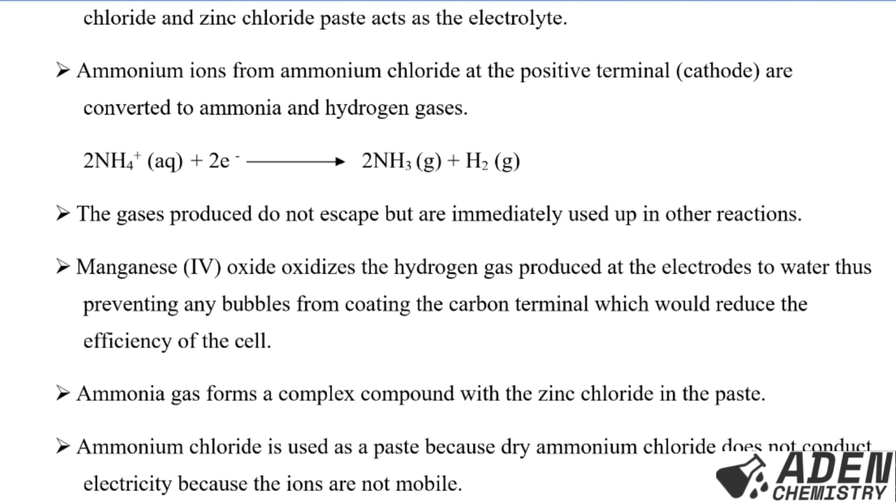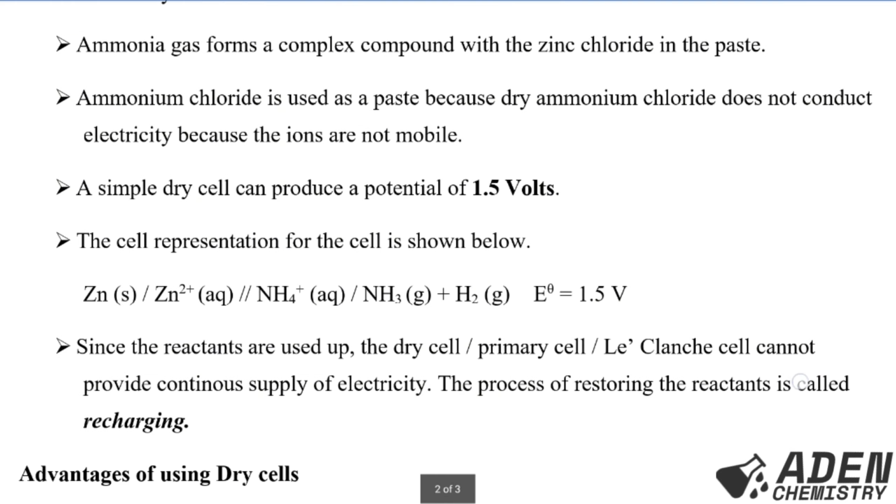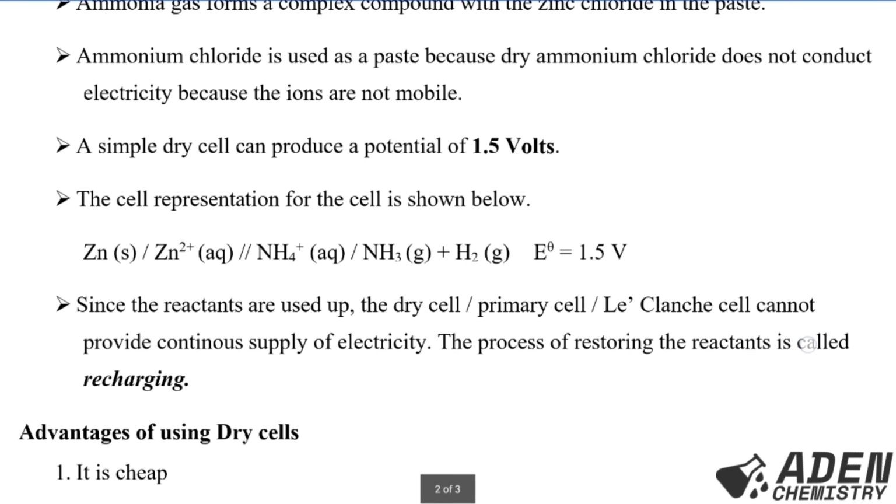So next we are saying ammonia gas forms a complex compound with the zinc chloride in the paste. What does that mean? Ammonia gas reacts with the zinc 2+ ion in zinc chloride to form a compound called tetraamminezinc(II) ion, which is a complex compound or complex ion.